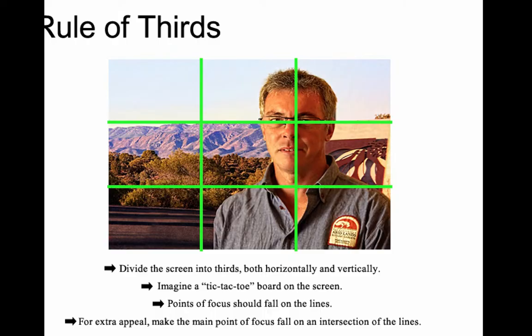So this is the rule of thirds. Divide the screen into thirds both horizontally and vertically. Imagine a tic-tac-toe board on the screen. Points of focus should fall on the lines. For extra appeal, make the main point of focus fall on an intersection of the lines.